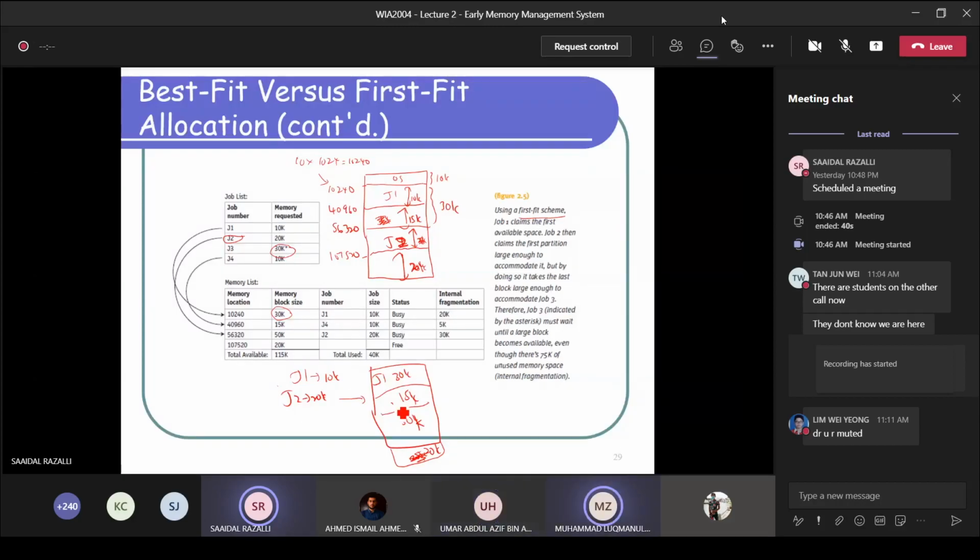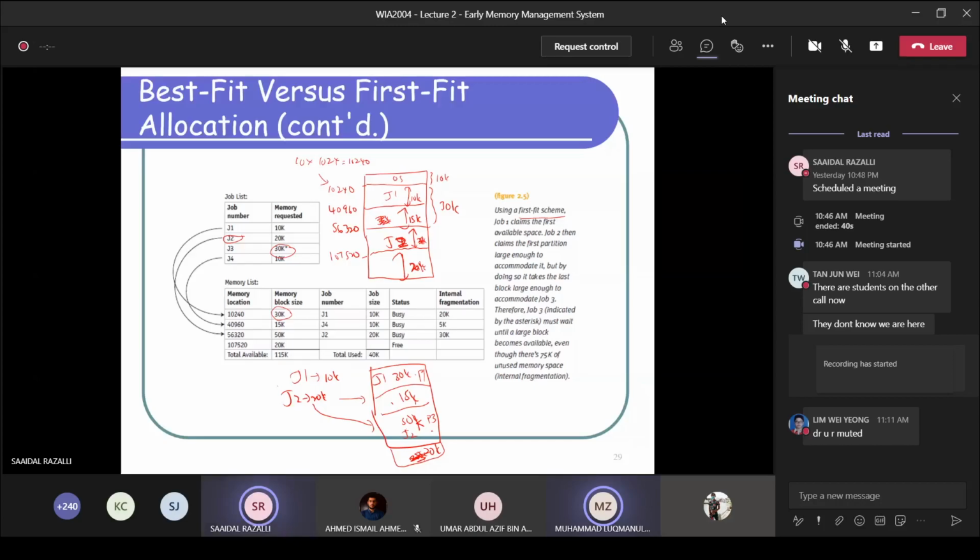No. So it will search the next partition. Does it fit partition number 3? Yes. So this will be job 2. So partition 1 and partition 3 are already occupied. But first fit is not dynamic, or is it dynamic?